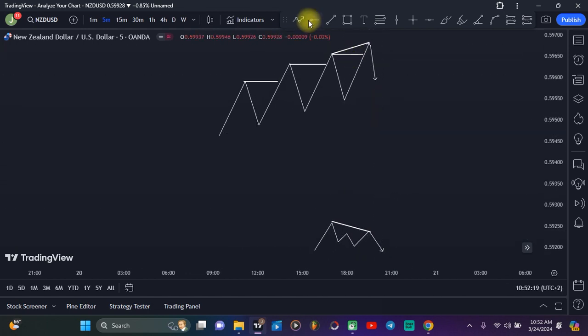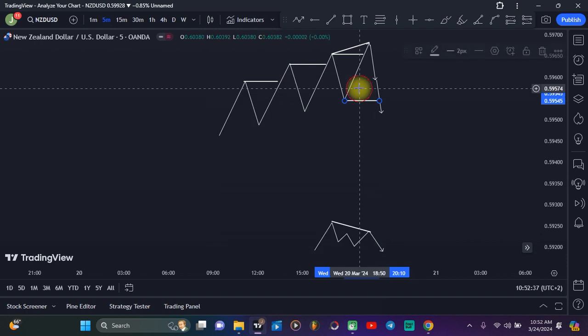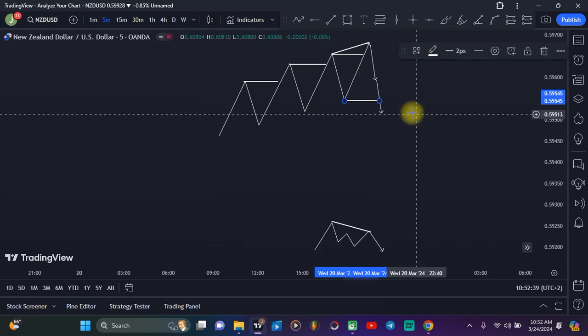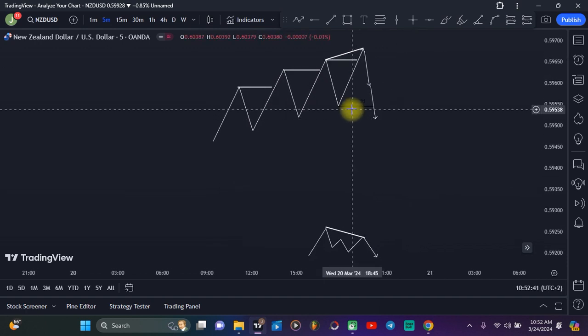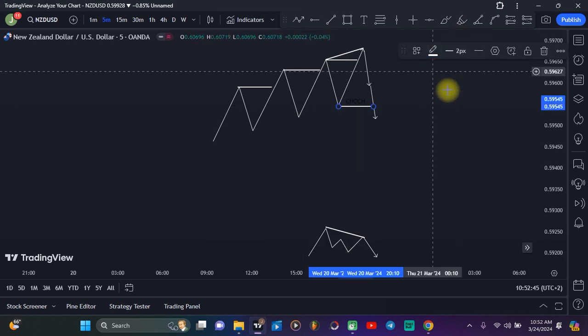So what we do is we wait for the market to take out this structure over here, and when this structure is taken out, we know that this is a change of character to the downside, like that. So this is a change of character to the downside. We label that, and then what we do is let me change the color to white.